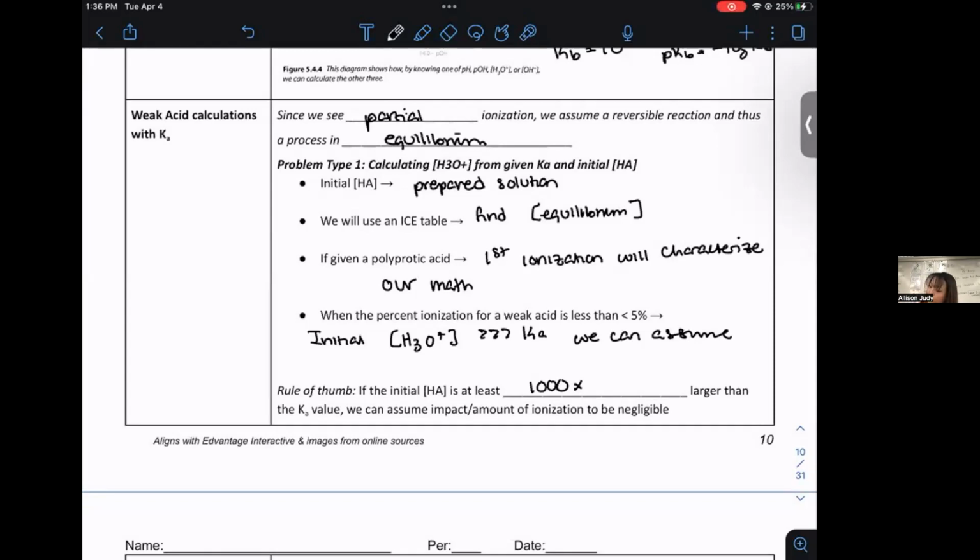So we can assume specifically the change in H3O plus to be negligible. That's another way of looking at it. That's kind of two ways to see it. One's written in the context of an ice table. One's just written generically as an overall concept.